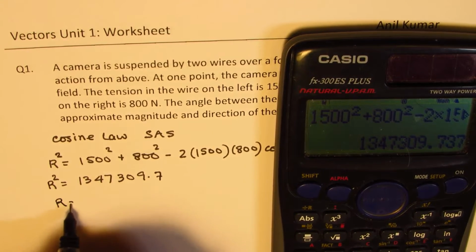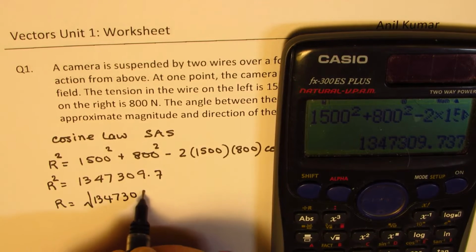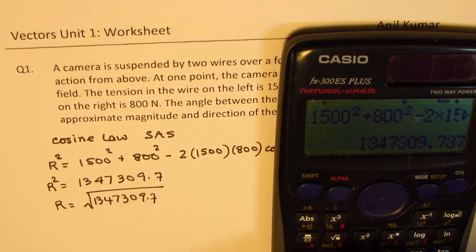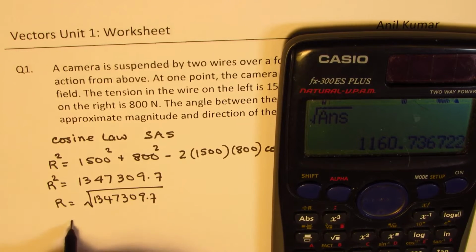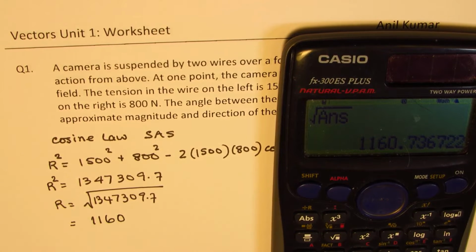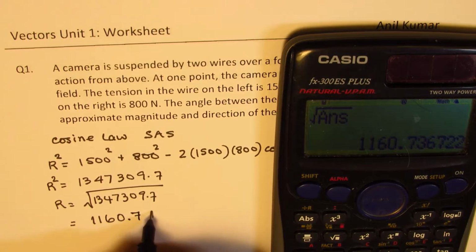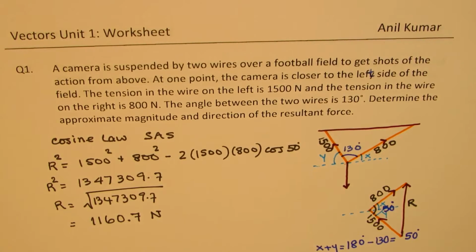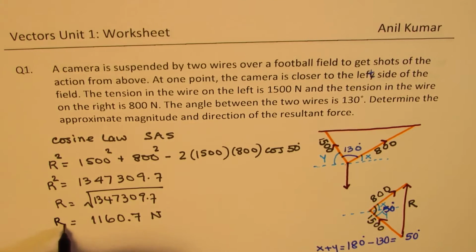So r is basically the square root of this. So let's do the square root of our answer, and we get a value which is equal to 1160.7 newtons. So that is how the first question should be solved. Perfect. So we have the magnitude of this resultant force.